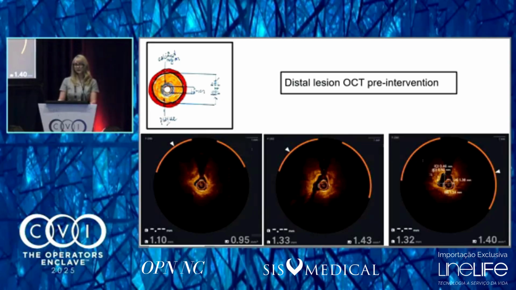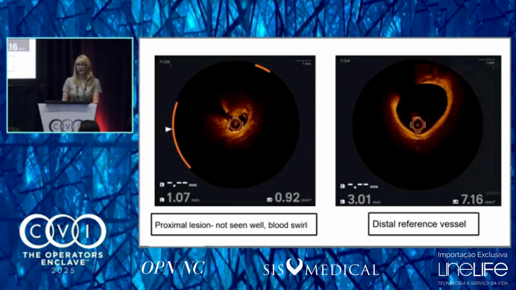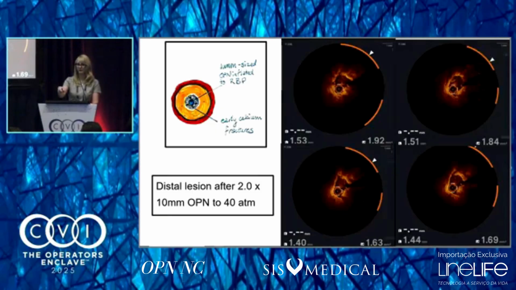The imaging was not great given how tight the lesion was, but you can appreciate a very tight stenosis. This is at the distal lesion site with a ring of reasonable calcification, at least 0.5 or more thickness, and a decent arc of calcium around that lesion. The proximal lesion on that initial IVUS was actually not well seen. You can see it there on the leftward panel. That's contaminated by blood swirl. I didn't get a good sense of it. And then the distal reference vessel you see there was at least a 3 millimeter diameter vessel.